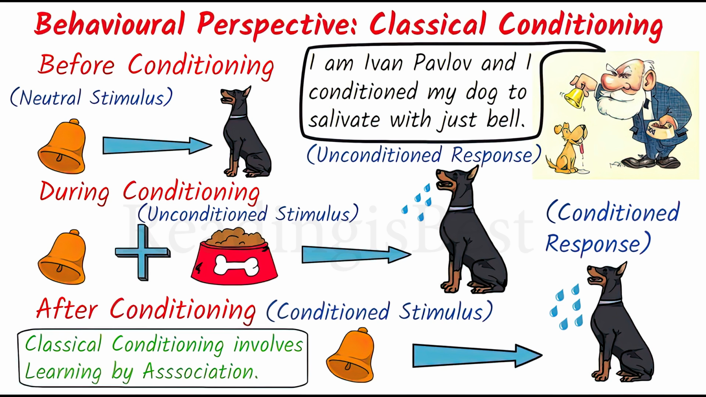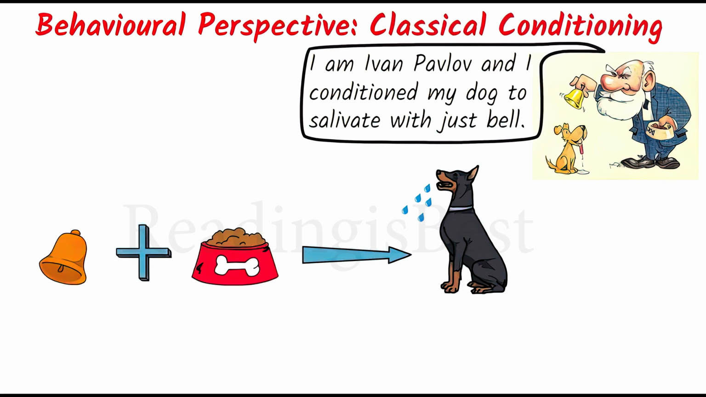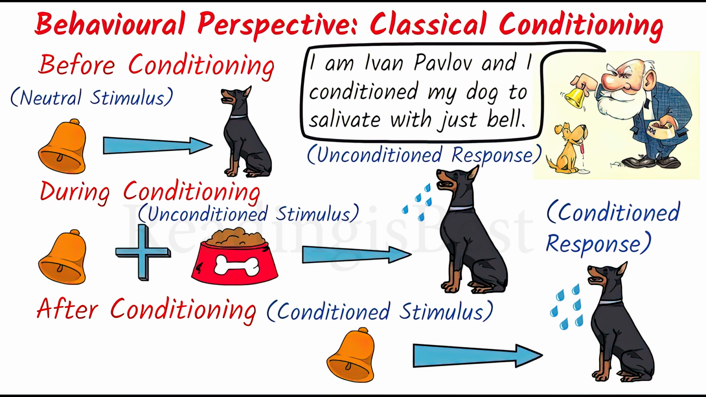In this video, I am going to talk about classical conditioning of behavioral perspective. Classical conditioning was developed by Ivan Pavlov. In this form of learning, a neutral stimulus is repeatedly paired with a stimulus that naturally produces a particular response. The result is that eventually the neutral stimulus alone produces that particular response.